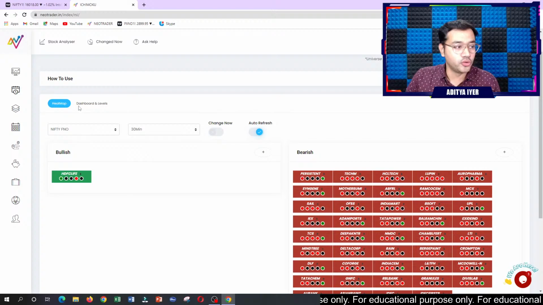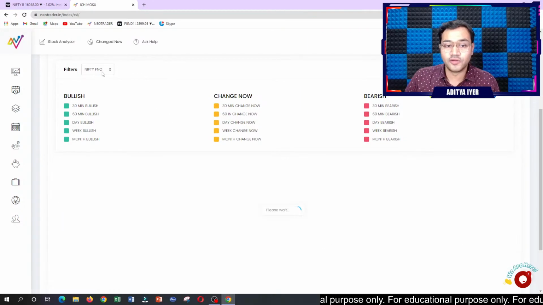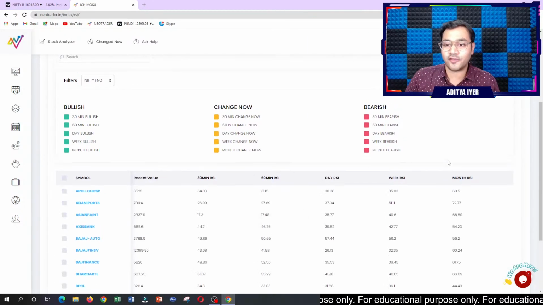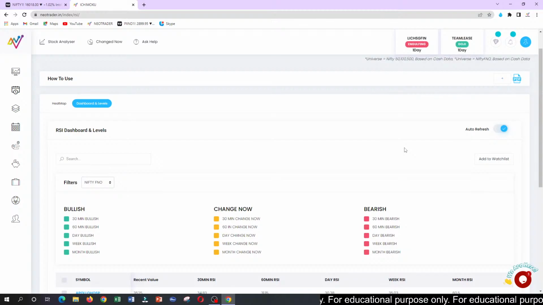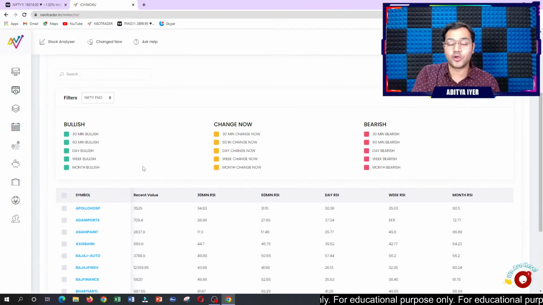And what I'm going to do now is go to this tab here called dashboard and levels. And I have my universe up here that says Nifty FNO. It is on auto refresh. So what I'll do is turn this auto refresh on. You ideally want to keep the auto refresh on during your market hours, because it keeps giving out those fresh results.